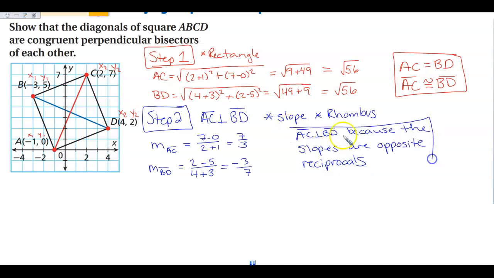So we are perpendicular. The last thing we're going to do is show that the diagonals bisect each other, which is our parallelogram property. To show that the diagonals bisect each other, we're going to use the midpoint formula.